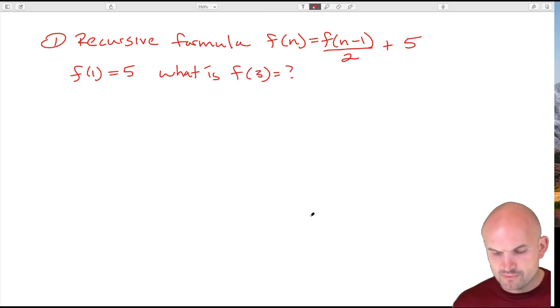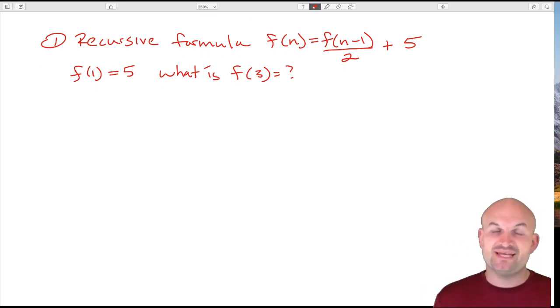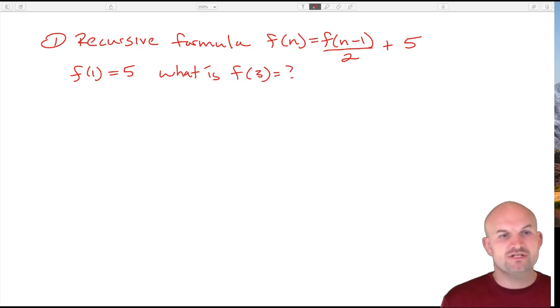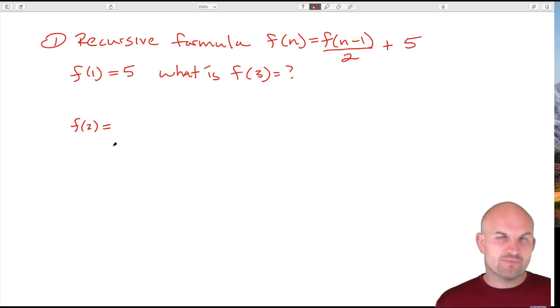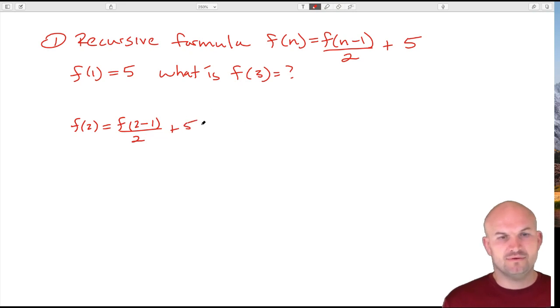All right, so the first thing, the recursive formula. The main thing to remember with the recursive formula is you're taking the previous term and plugging that in. So to find f of 3, we know what f of 1 is, so we're going to figure out what f of 2 is, because we want to go all the way up to 3. The important thing about recursive formula is following the pattern. So f of 2 would be, now we're just going to replace all the n's with 2. So this would be f of (2 minus 1), all divided by 2, plus 5. Well, f of (2 minus 1) is f of 1, divided by 2, plus 5. We saw that f of 1 is equal to 5, so that's going to be 5 halves plus 5.